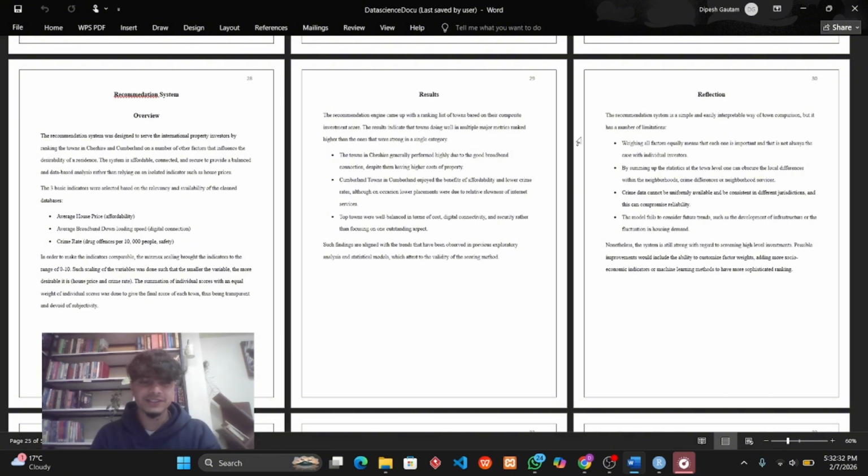So the conclusion: this project demonstrates how data science techniques can support property investment decisions using real public data. This final system provides a clear, evidence-based method for ranking towns in Cheshire and Cumberland.